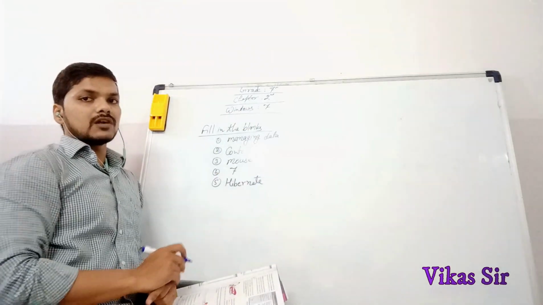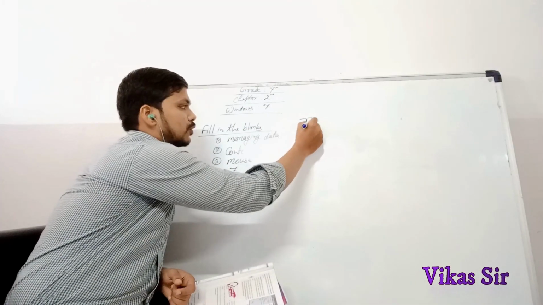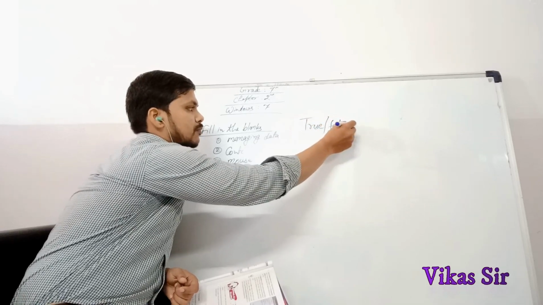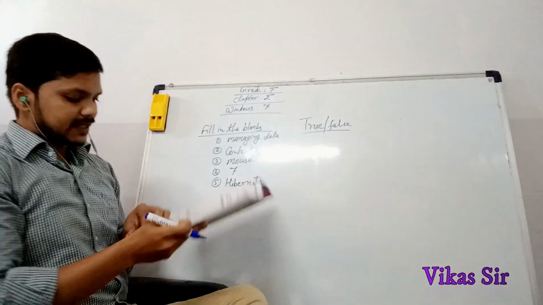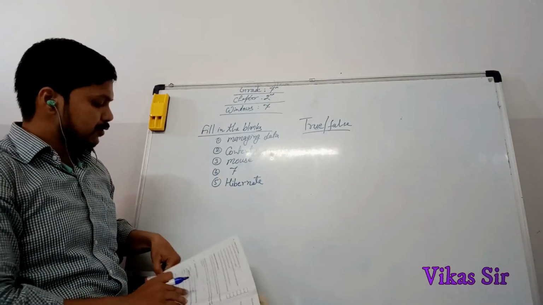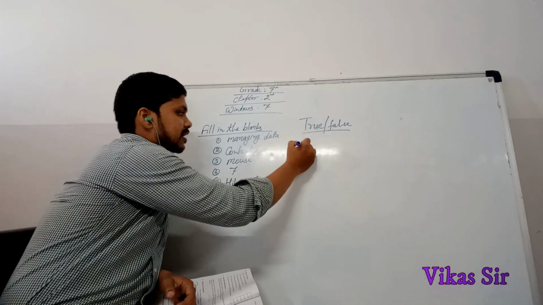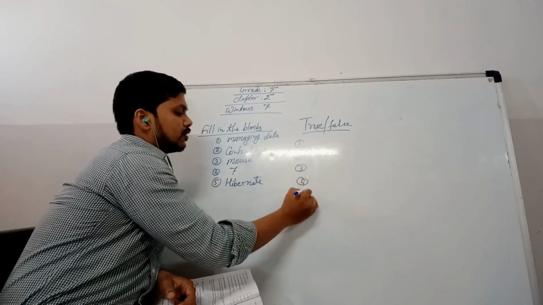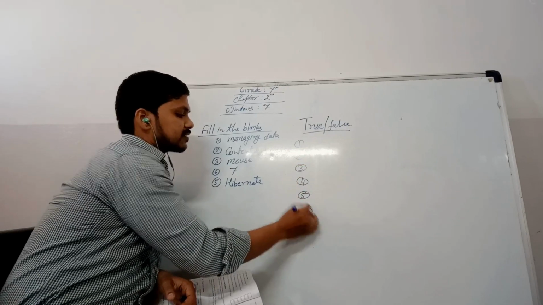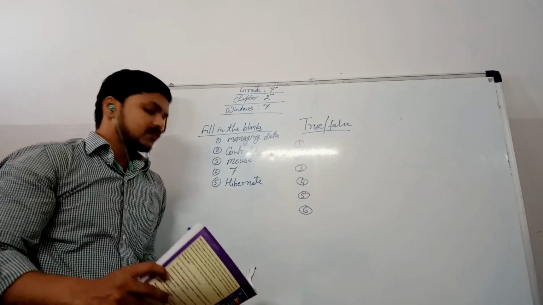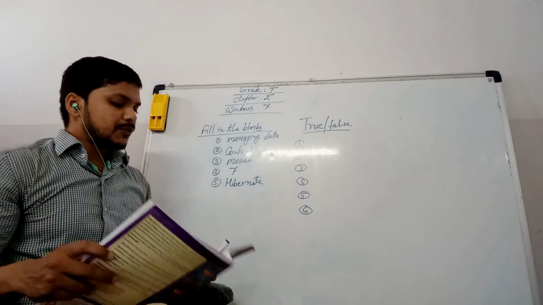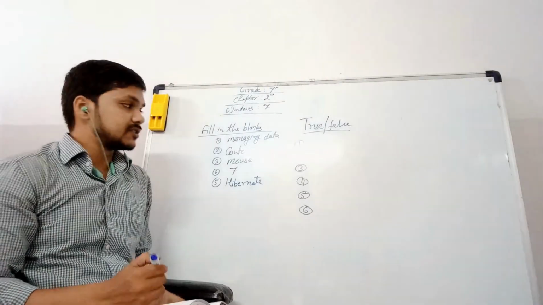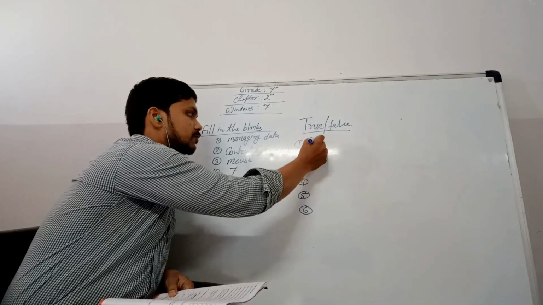Now come to the true false of this chapter. So I am going to write here true false. Now open the next page, page number 22. 6 true false are here, so I am writing 1, 2, 3, 4, 5 and 6. First one I am reading: data in a computer is organized into files and folders. Yes, it is correct. So write here true.